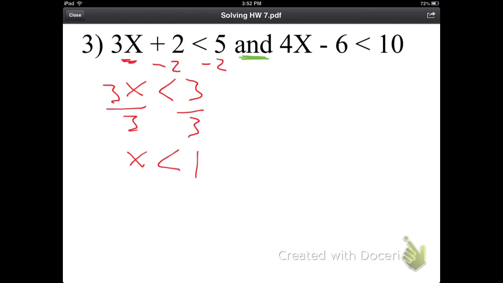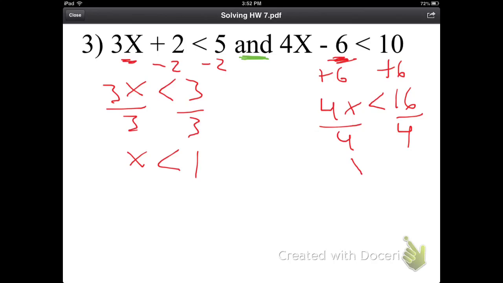Right side, it's same situation. So I need to get rid of my constant term. To get rid of subtract 6, I'm going to add 6 to both sides. And now I got 4x is less than 16. Divide by 4 to get x by itself. And now I got x is less than 4. Okay, so we got two conditions: x is less than 1 and, notice the and, x is less than 4.